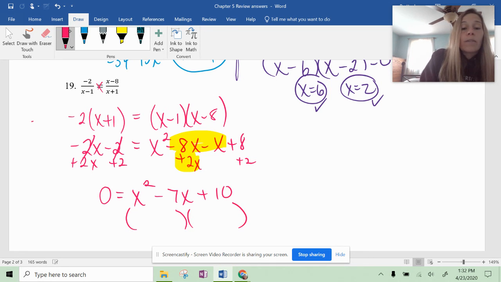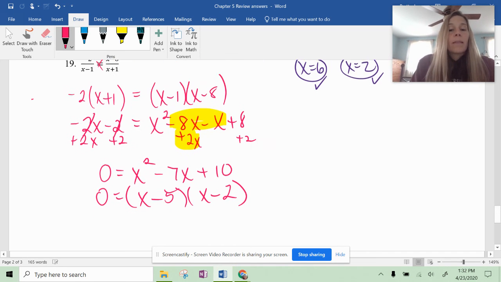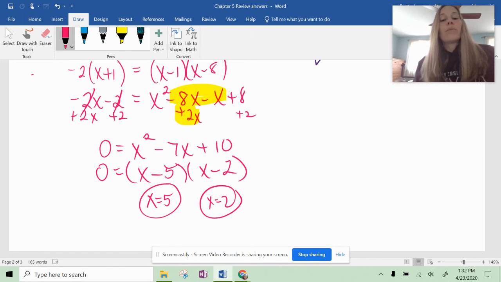Then you could do this on your graphing calculator or factor. The two numbers that multiply to 10 that add up to 7 are 5 and 2, and they're both going to be negative here. And that would mean my solutions are x equals 5 and x equals 2.